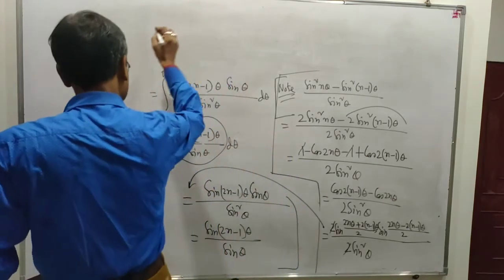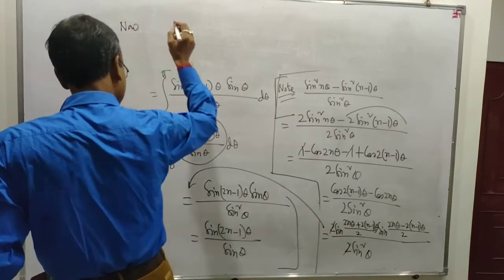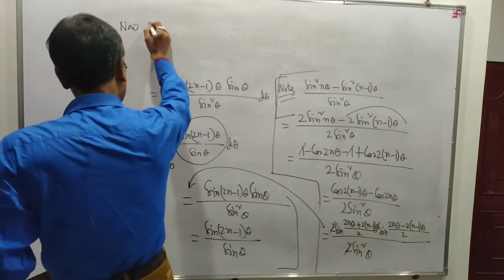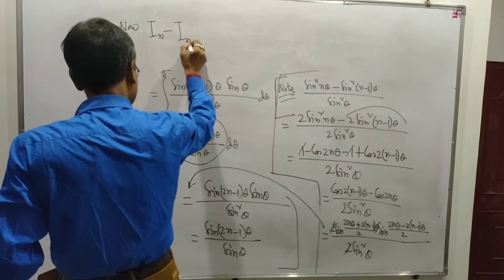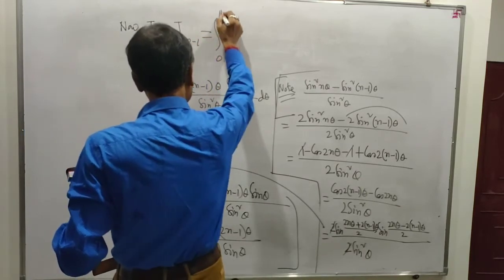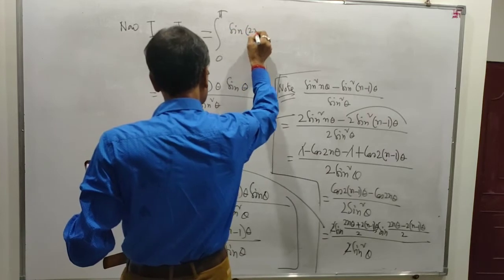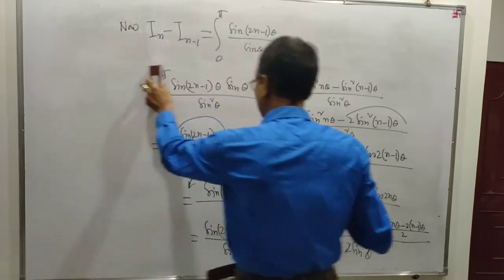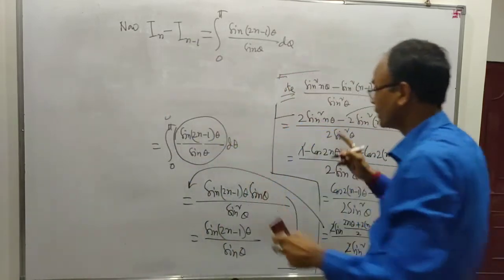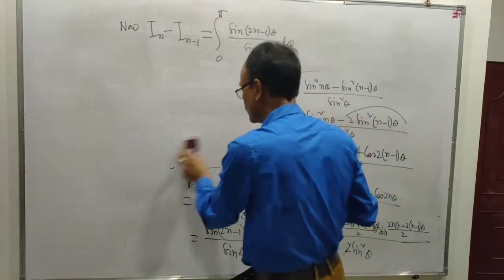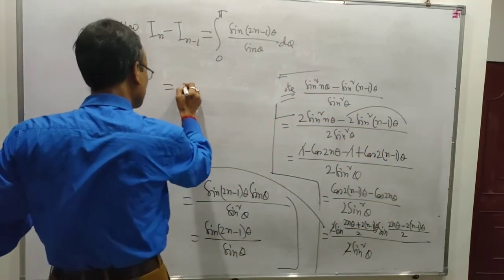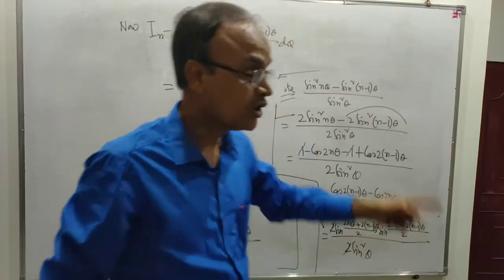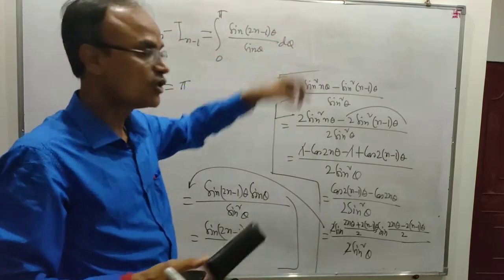Now, in the left hand side, the integral from 0 to pi of sin((2n minus 1) theta) divided by sin theta d theta. I am writing this step again. We have got this one. Now you see, this is equal to pi, because twice n minus 1 is odd.